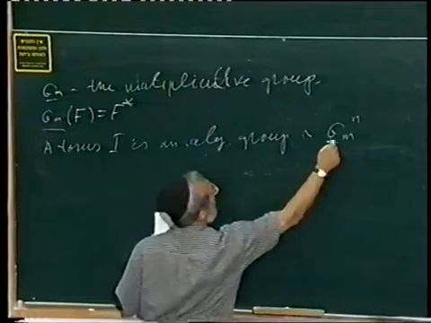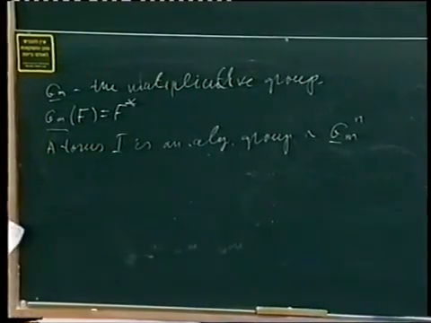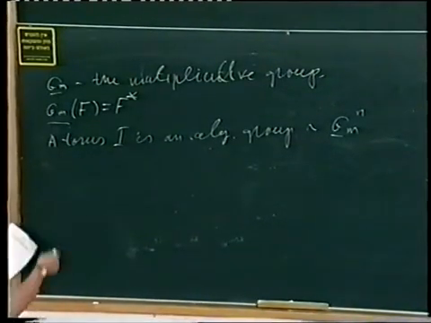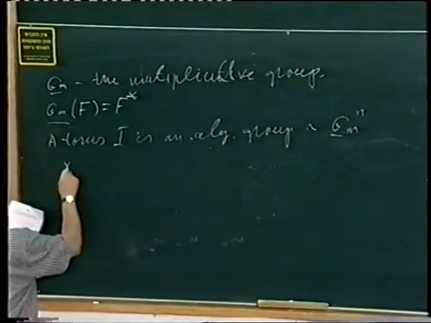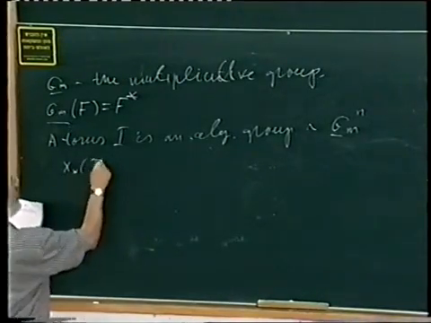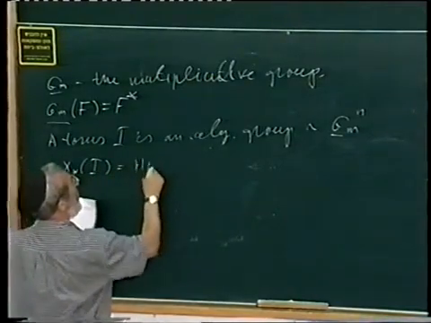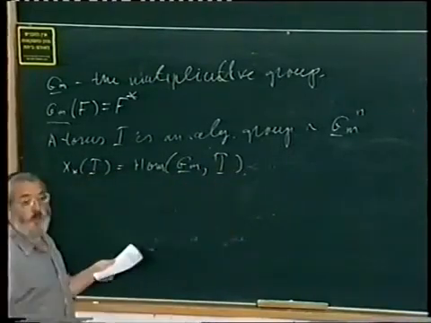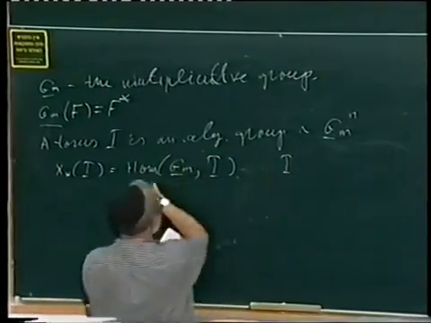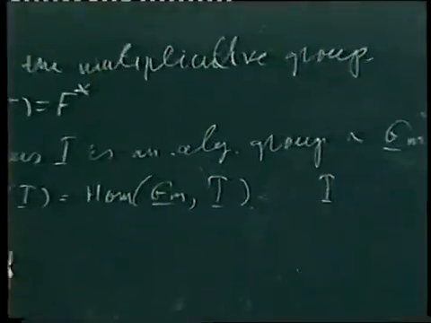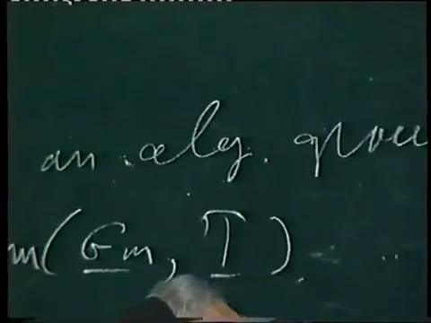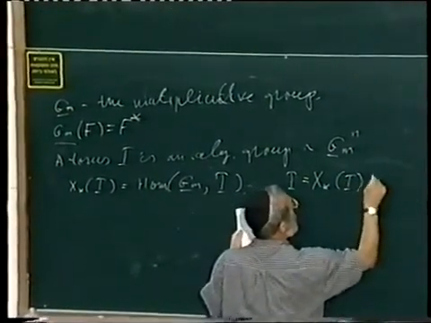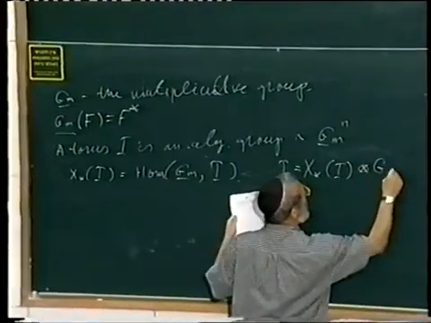So for a torus, we can describe it easily in terms of lattices. We have a couple of groups. We define X_*(T) to be the group, the set of homomorphisms of G_m into T. And then you can write canonically, if you want, this is a lattice. This is just a finitely generated abelian group. And you can write T is equal to X_*(T) tensor G_m, in some sense.